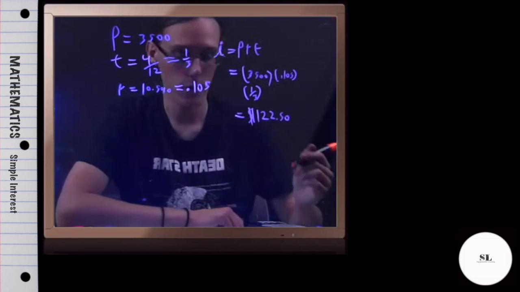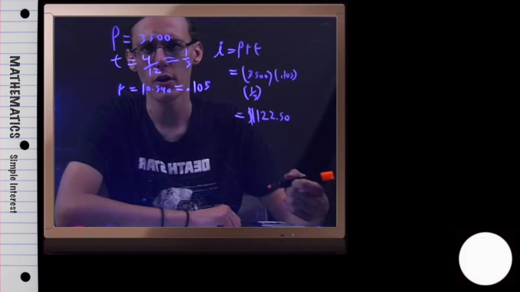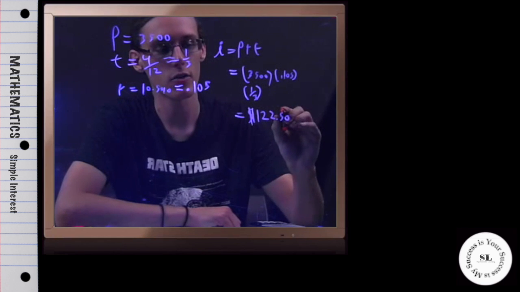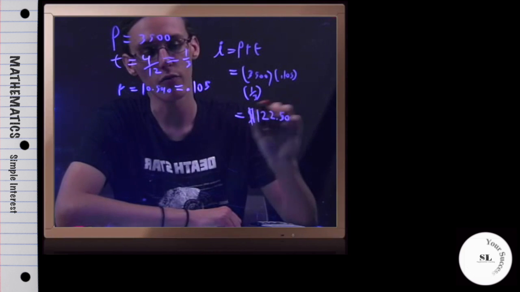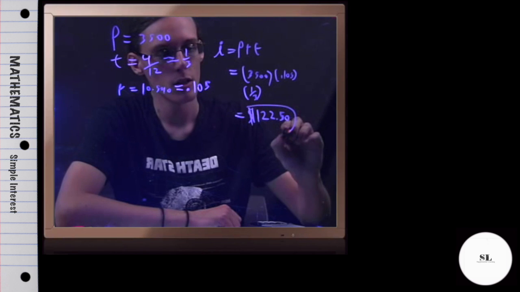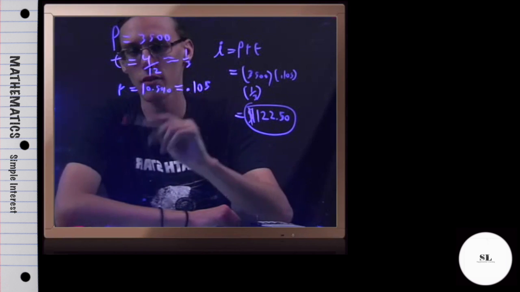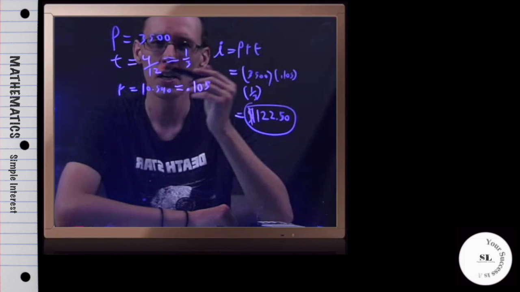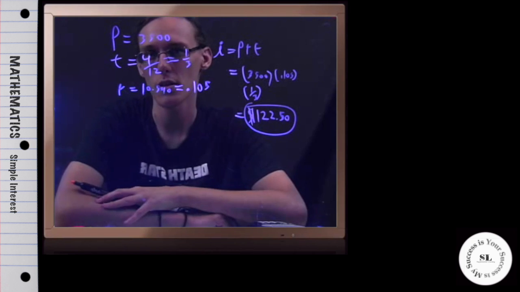$122.50. Now, your calculator is going to say 0.5, but remember, we're talking about money here, so always put it in terms of cents. So 0.5 is 50 cents. And there we go. To borrow $3,500 for a third of a year at a 10.5% interest rate, you're going to be paying $122.50 in interest.